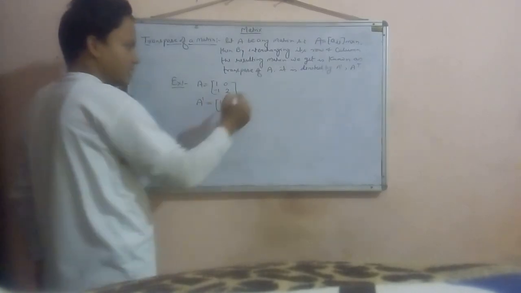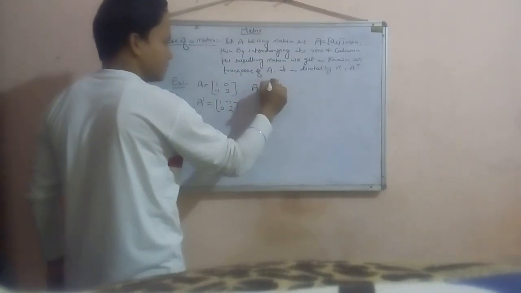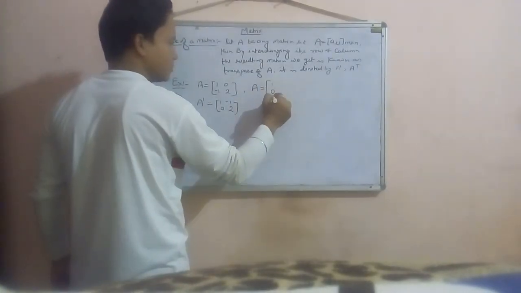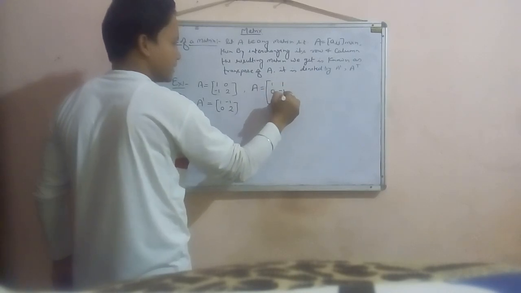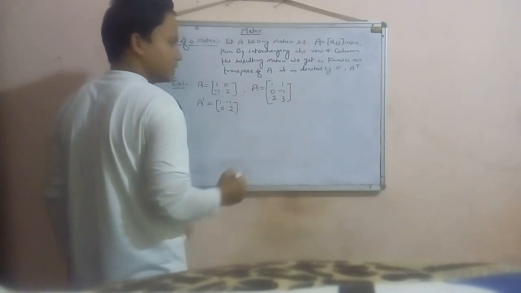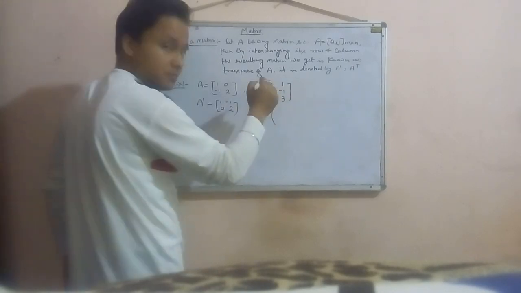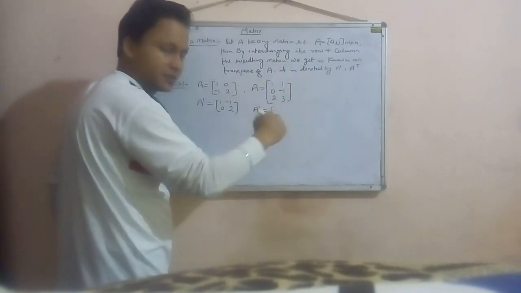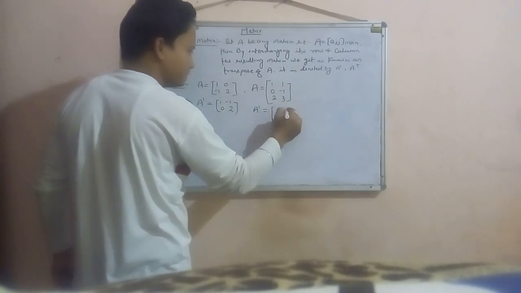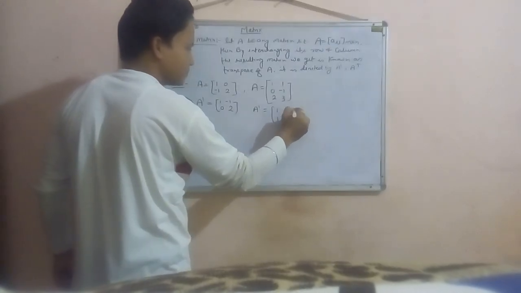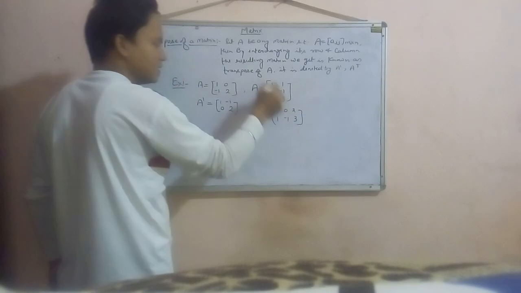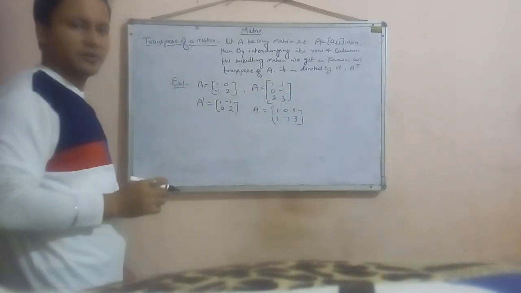Okay. If you are taking another example, suppose 1, 0, 2, 1, minus 1 and 3. So what is A transpose? The row becomes column. Row will be interchanged in column. So 1, 1, 0, minus 1, 2, 3. This will be the transpose of this particular matrix.